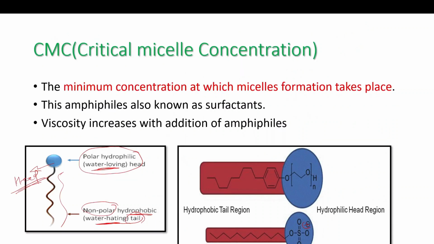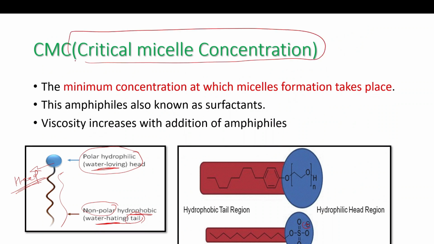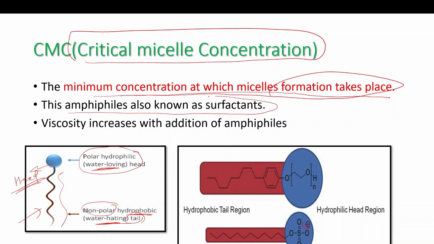So what is CMC? That is critical micellar concentration, the minimum concentration at which micelle formation takes place. What we just studied, that is head and tail, these are known as micelles. So the minimum concentration at which micelle formation takes place is known as critical micellar concentration. And these amphiphiles are also known as surfactants.